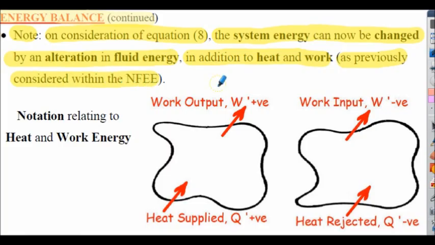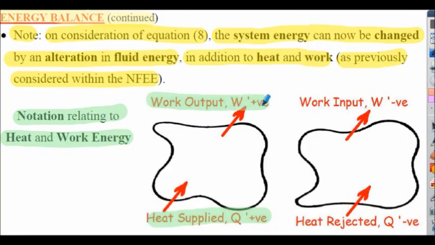From the non-flow energy equation presentation, we're going to use the same notation relating to heat and work energy. So heat supply to the system is positive, work out of the system is positive. Conversely, heat rejected from the system will be negative, and work input to the system will be negative. Same notation used for the non-flow energy equation.